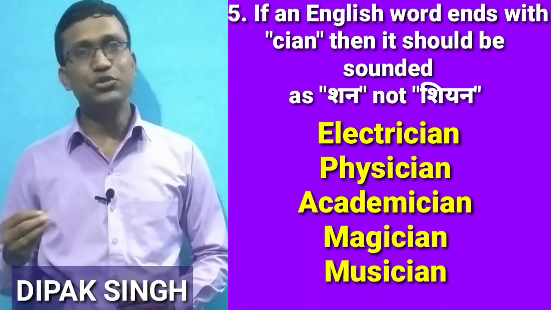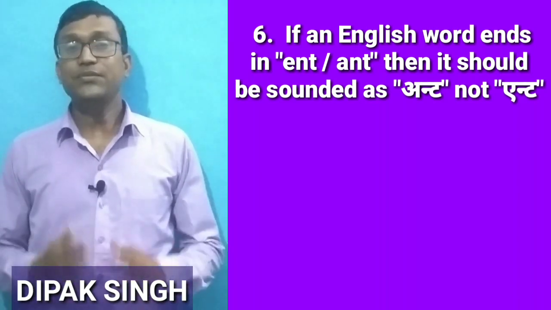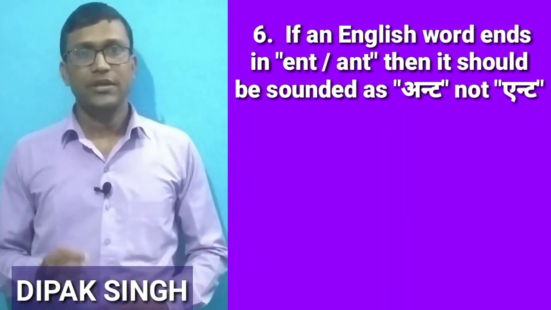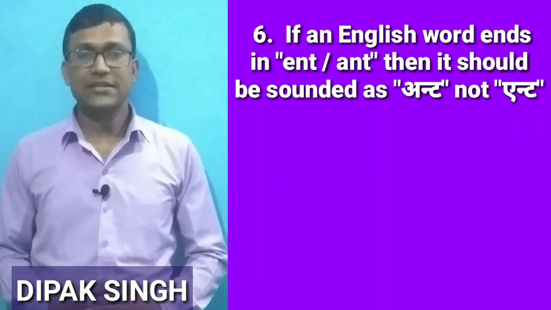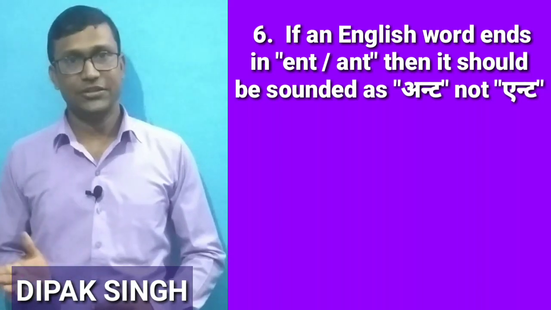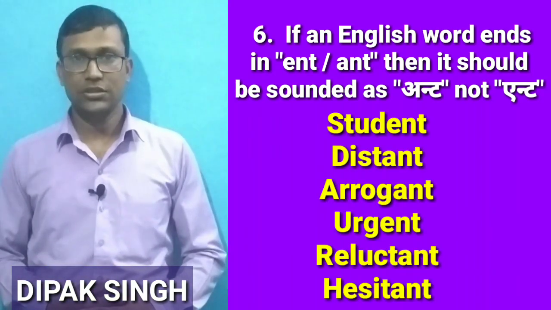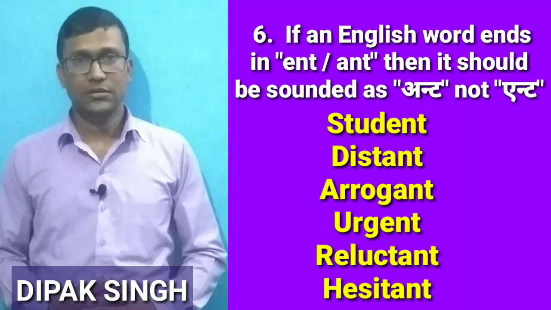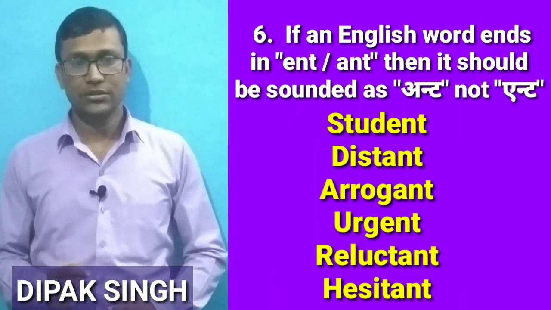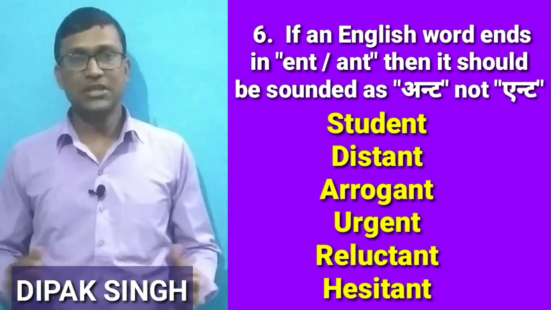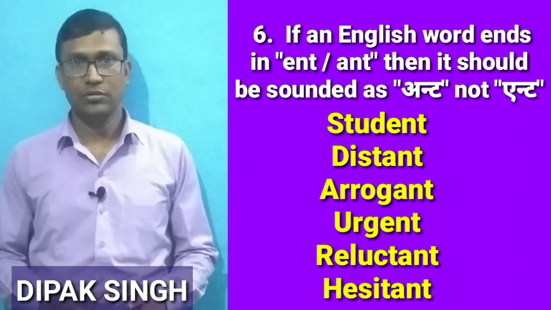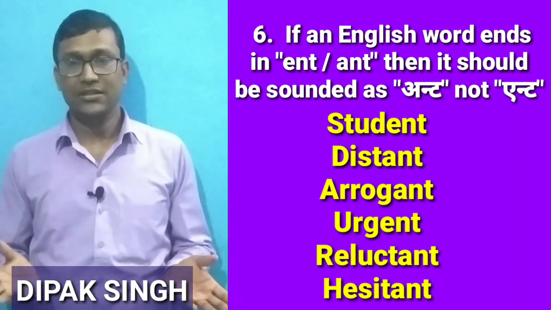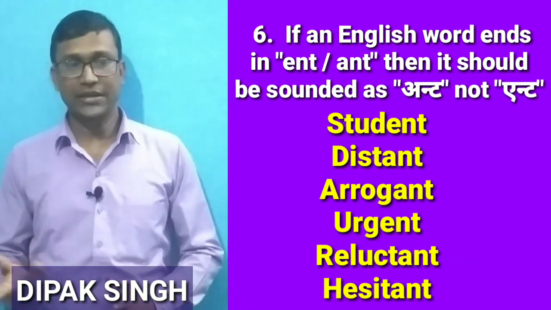Musician, not musician. Now the next rule is that if an English word ends with ENT or ANT, then it should be sounded as ant, not ent. For example, student. Never say student. Always say student. Distant. You must have heard a very famous proverb, distant drums sound sweet. Distant, not distant. Arrogant, not arrogant.